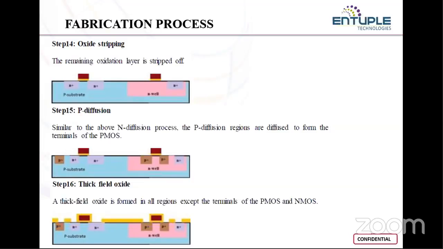So what do we see now? The gate, and on either side of the gate you have the N-type material, and similarly in case of PMOS, you use a thick field oxide.